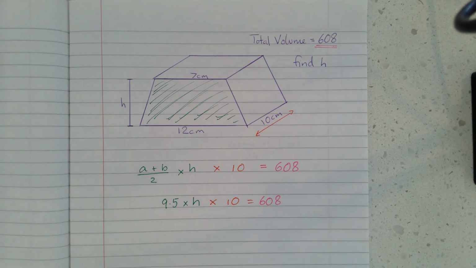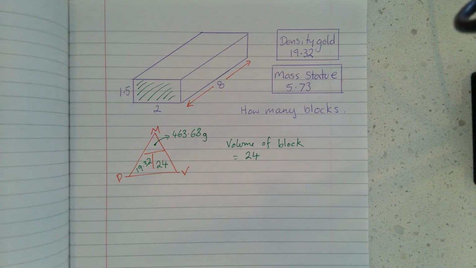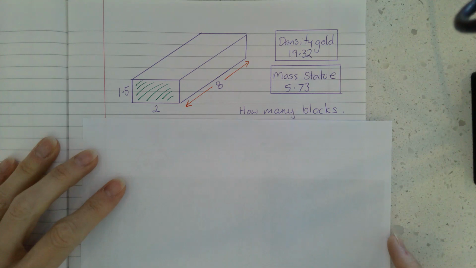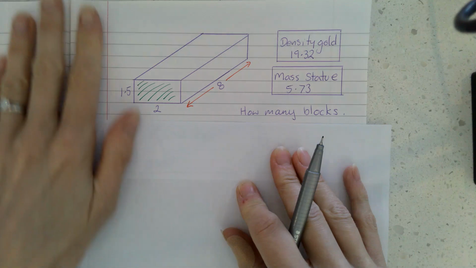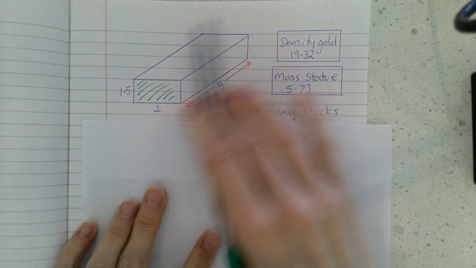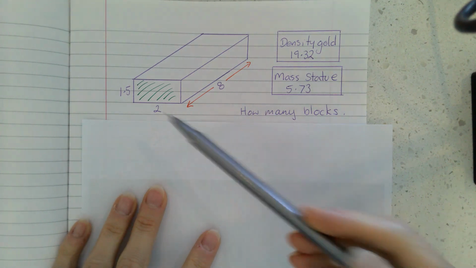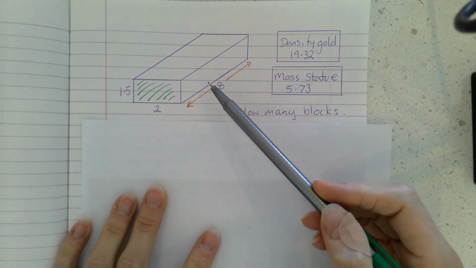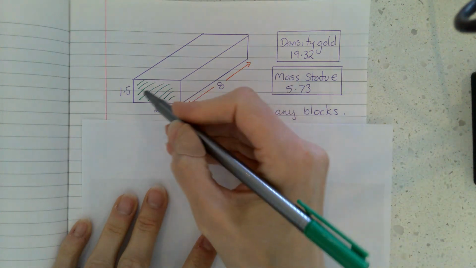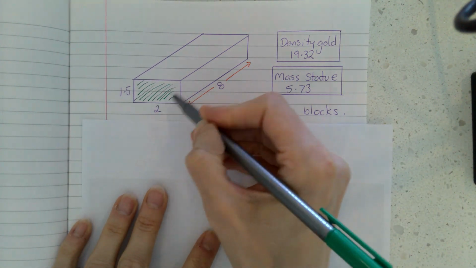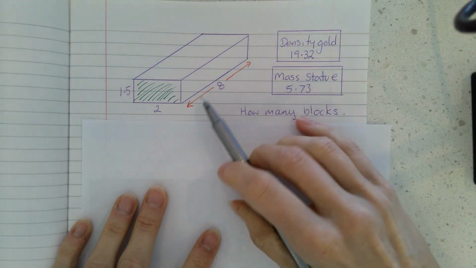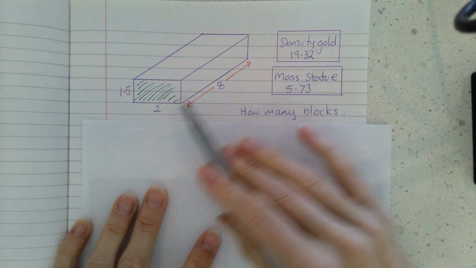Alright, the next question is also a prism. This prism is a gold block. This is the information that they gave you in the question. And again, to find the volume of this prism, it's going to be the area of this front face, the cross section, multiplied by how deep it is, the length of it.